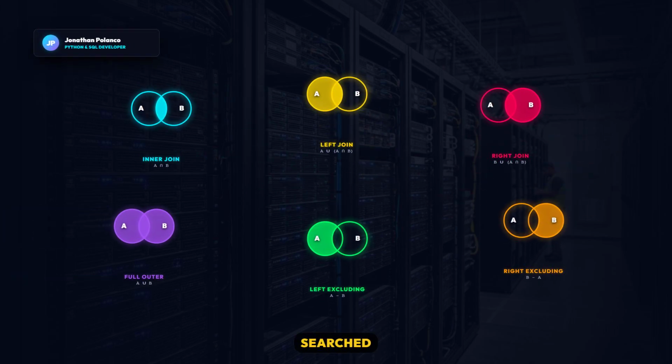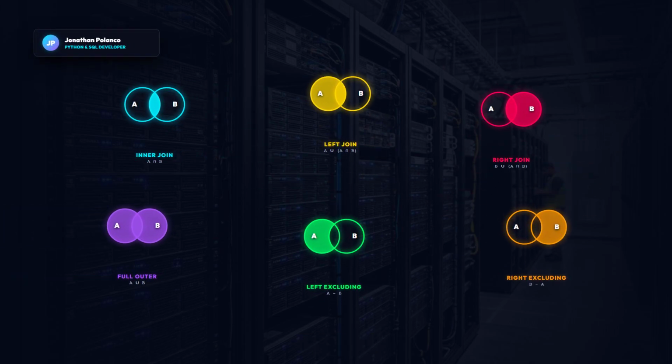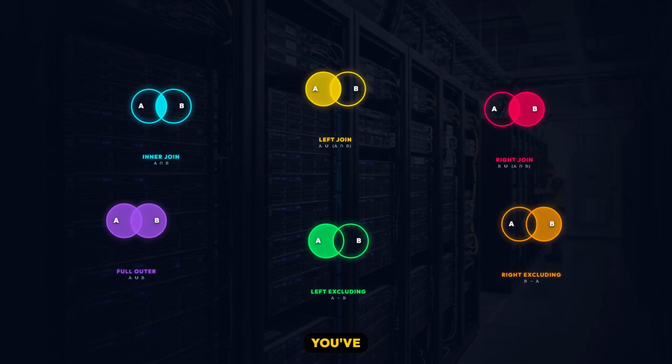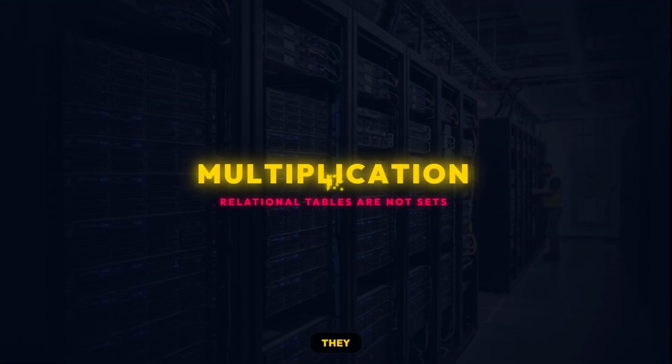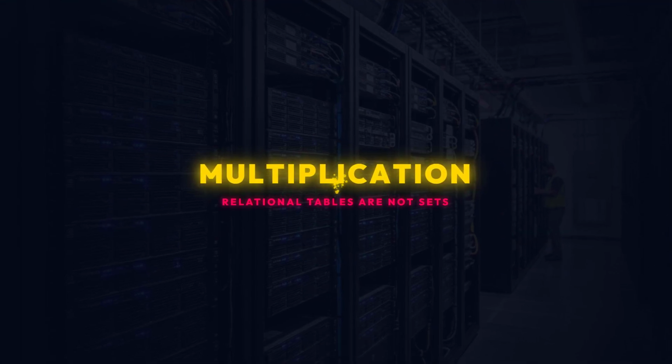If you've ever searched for how SQL joins actually work, there's a pretty good chance you've seen these Venn diagrams right here. They look pretty clean, they make sense, but the thing is, they're just completely lying to you. The Venn diagrams will trick you into thinking SQL just cleanly overlaps data.